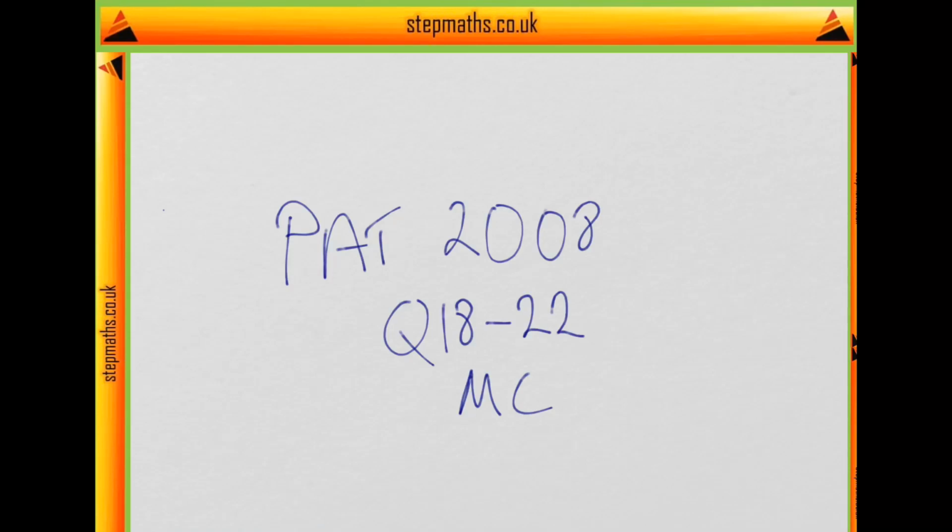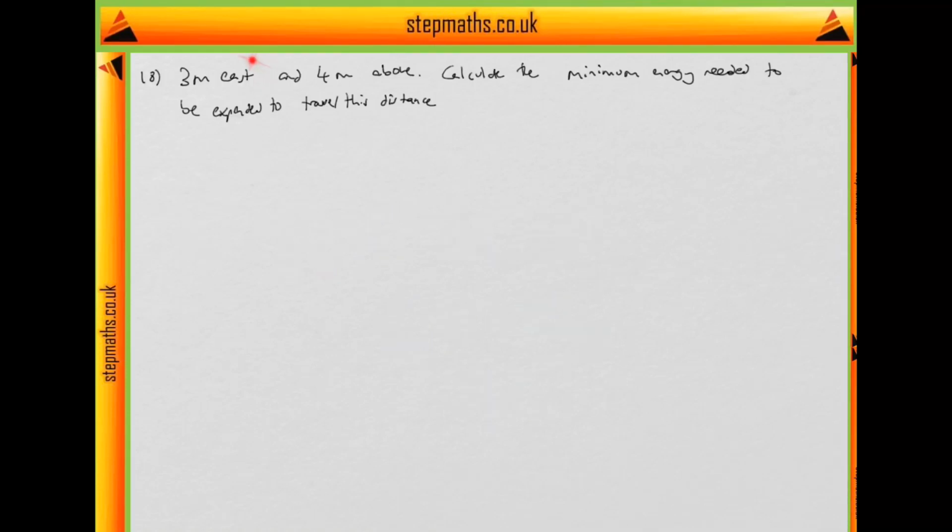Hi. Today we've got the PAT paper from 2008, going through the second lot of multiple choice questions, questions 18 through 22. So in question 18, we're told that a lecture theatre is located 3 metres east and 4 metres above a reception. And we're asked to calculate the minimum energy needed to be expended by a receptionist to travel this distance to go to the lecture theatre.